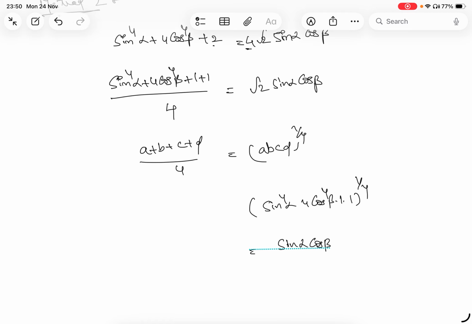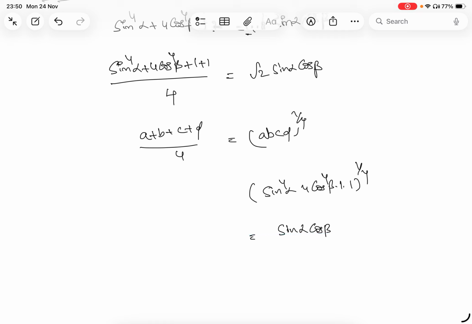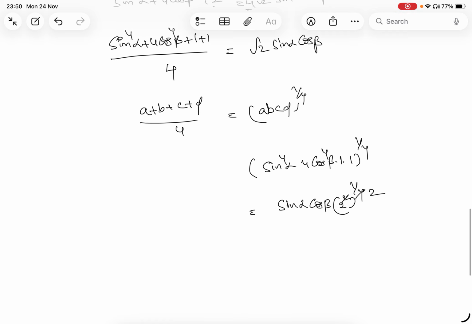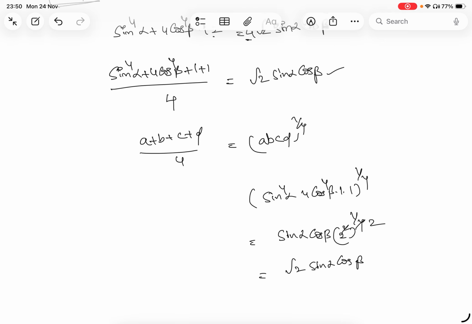This becomes sine power 4 alpha cos power 4 beta. Then 1 into 1 will be 1. Then this is 2 square, whole power 1 by 4. This becomes 2 square whole power 1 by 4. This will become root 2 sine alpha cos beta. Fine, which is our case.